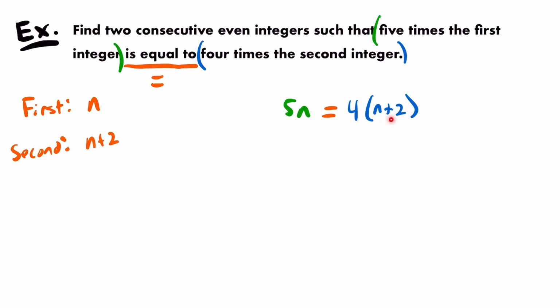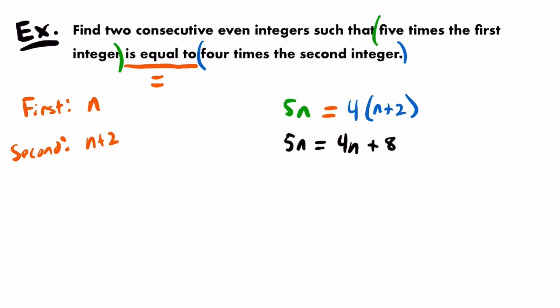And so now we have an equation that we translated from this sentence, which we can now solve and get a value for that variable n, which will tell us what the two consecutive even integers are, such that 5 times the first is equal to 4 times the second. So let's solve this equation. The first thing we need to do is get rid of those parentheses. So let's distribute 4 through this quantity. We need to multiply 4 by n and 4 by 2. So we'll get 5n equals 4 times n, which is just 4n. And then you'll have 4 times 2, which is 8. So we have plus 8.